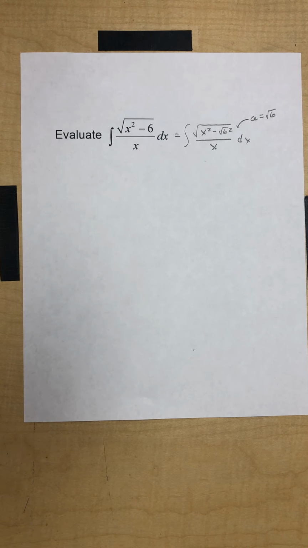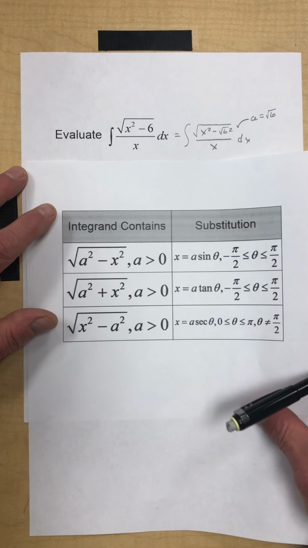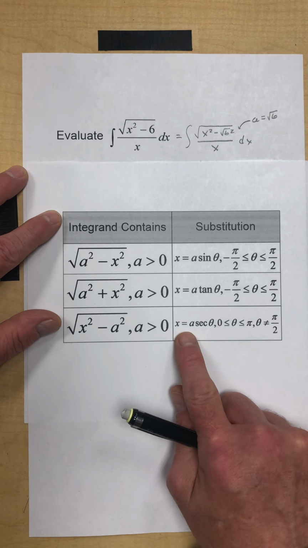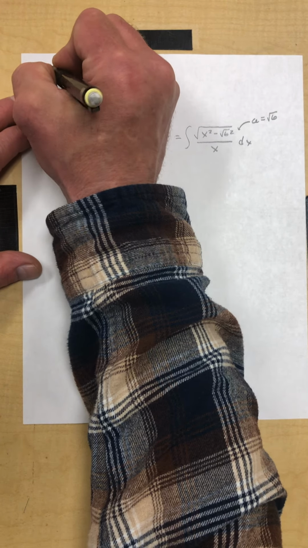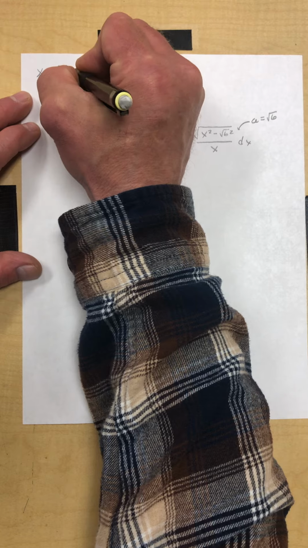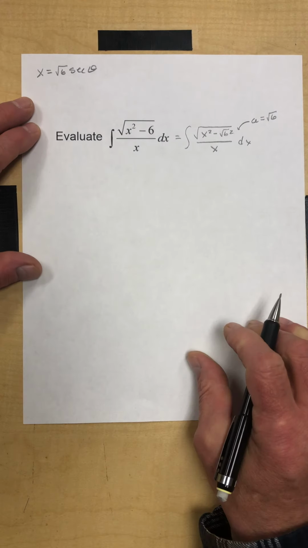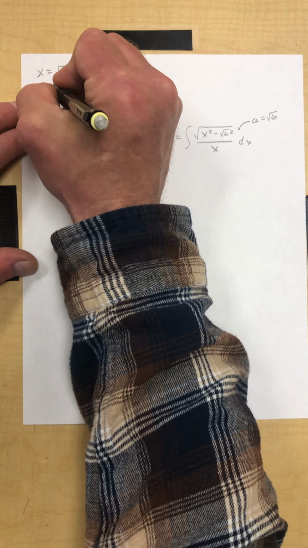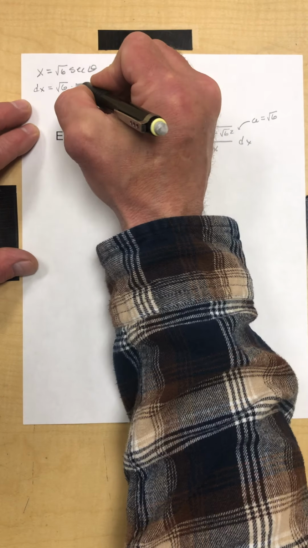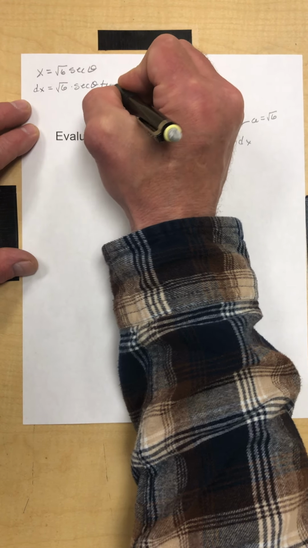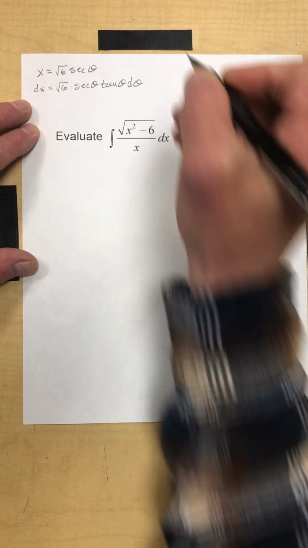Okay, so again, going to our sheets of information once again. We've got x squared minus a squared, so it's right here. So again, we have to put in x has to be a, which is radical 6 secant of theta. So our x ends up being radical 6 secant of theta. Our dx ends up being radical 6, which is just a constant multiplier, and then the derivative of secant would be secant theta tangent theta d theta.